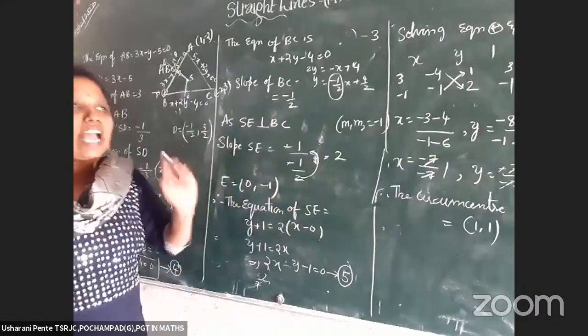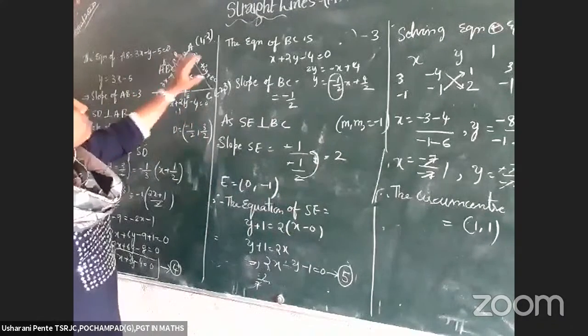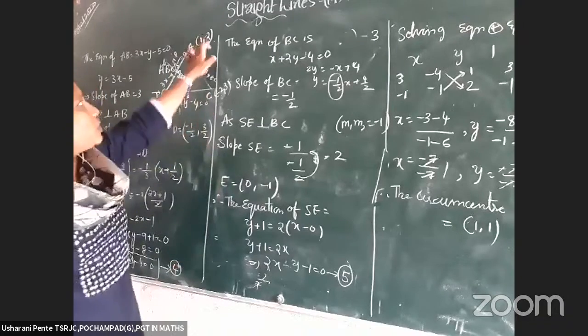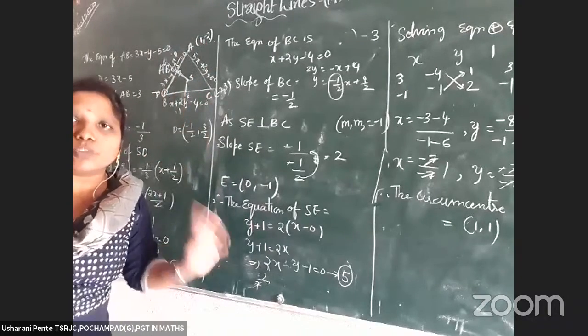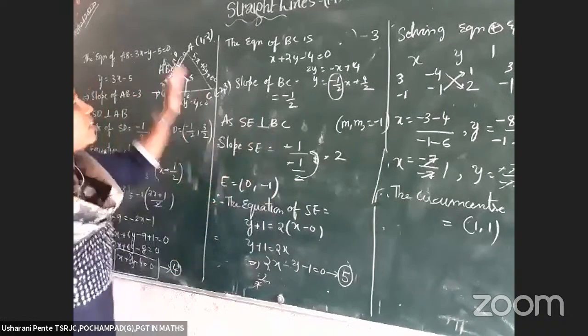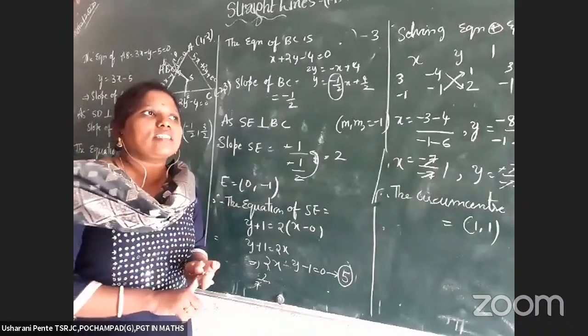Here we have solved the equations and got the vertices, but they may also give the vertices directly and ask us to prove the circumcenter. Once they have given the vertices, how do we find the circumcenter then?